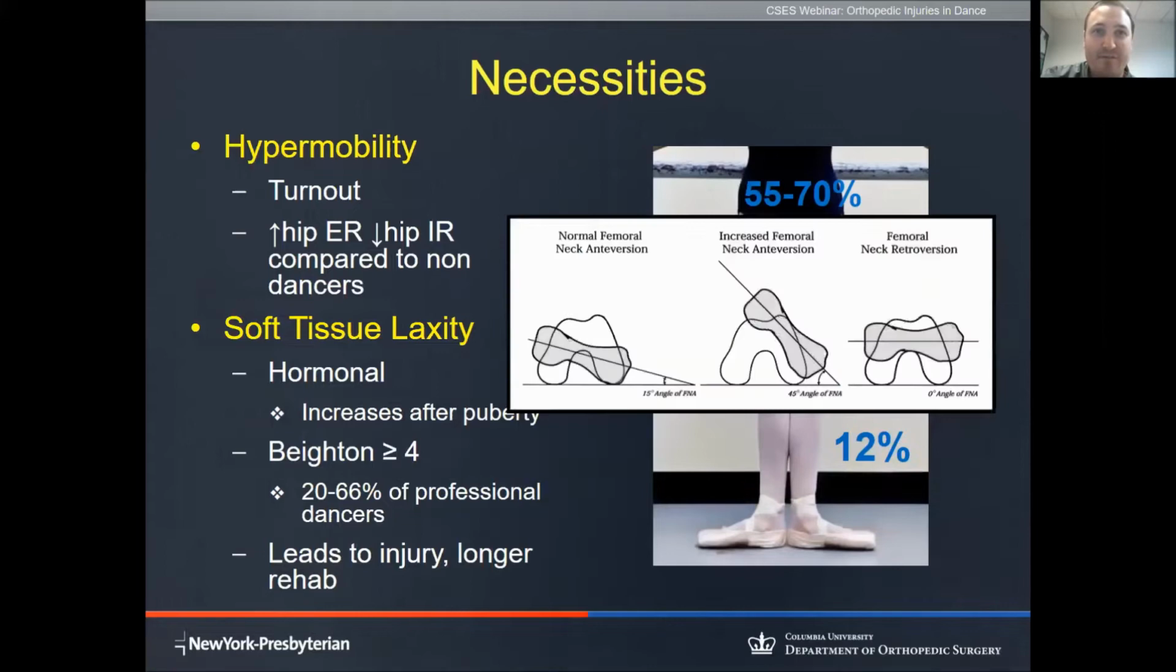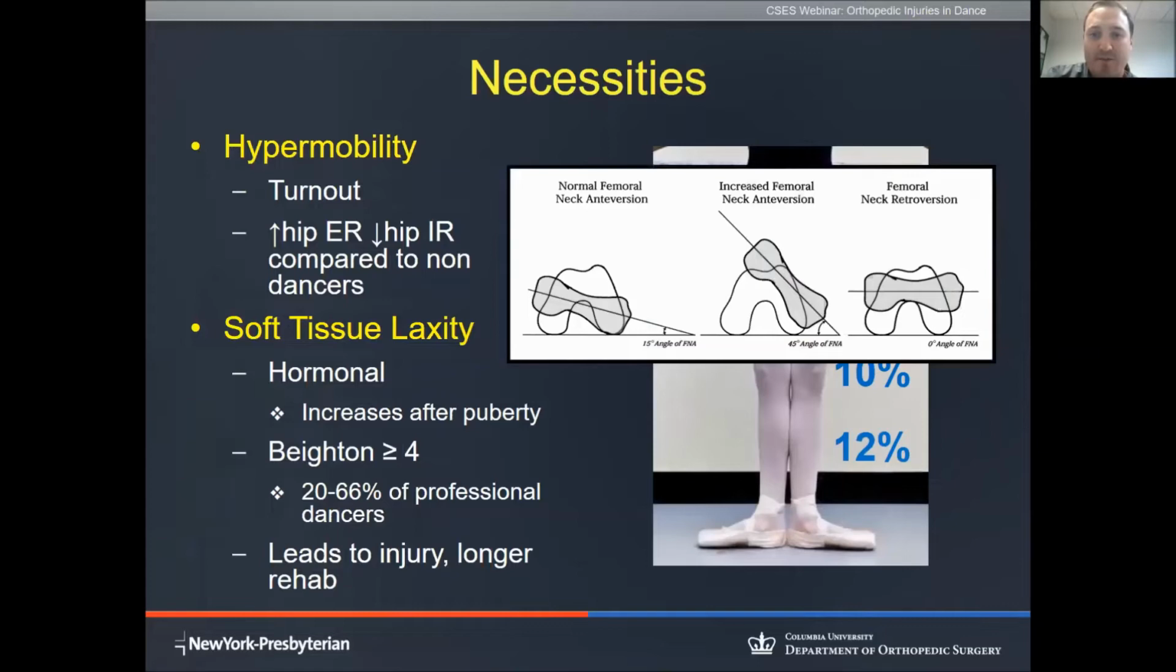So as you can see here, when we talk about anteversion or retroversion, we're talking about the direction that the femoral neck is pointed at. On the left-hand side there, about 15 degrees is considered normal. In individuals who have a significant amount of anteversion, as you see in the middle there, it probably doesn't necessarily work for them to be able to turn out. But having more of a neutral version, or what we call retroversion, is allowing them to do this turning out.